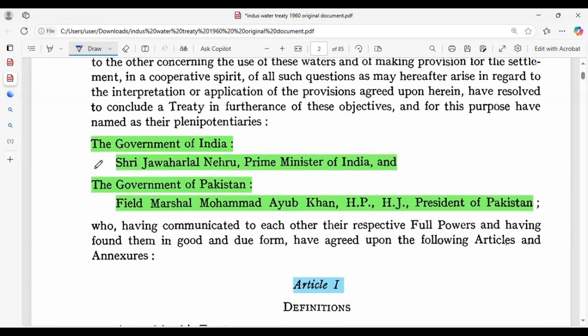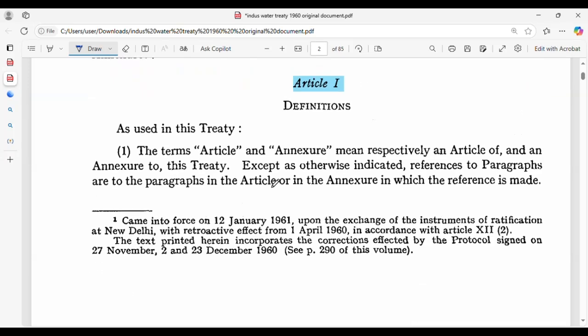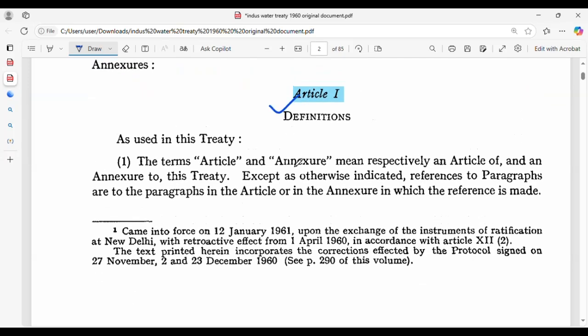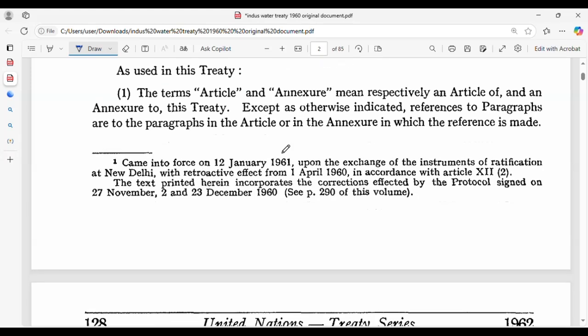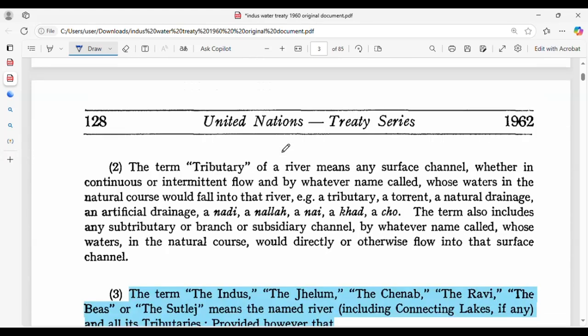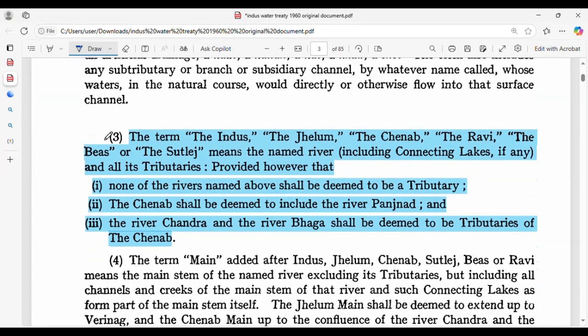The Government of India, through Pandit Jawaharlal Nehru, the then Prime Minister of India, and the Government of Pakistan, through the then Field Marshal Muhammad Ayub Khan, President of Pakistan. The treaty was signed between these two delegates. Now we will be discussing Article 1 of this treaty. These parts are not very important. If you want to read this, I'll share the document, or you can get it from the internet as well, so you can read.